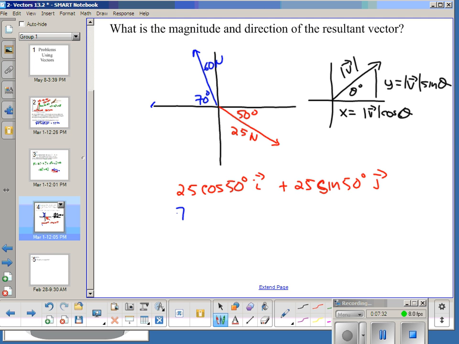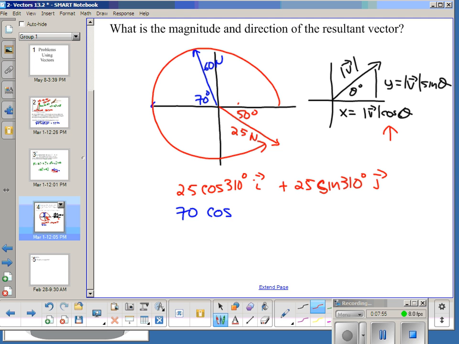My blue vector is 70 cosine, oh wait, it's not 50 degrees. I need to come up with the actual angle from 0. So I could use -50, or I could use 310, which I think is easier. 310 degrees, because I want this angle. This works as long as we are from standard position. And so, oh, it's not 70 degrees, it's 60. Wow, I'm having a rough time on this video.